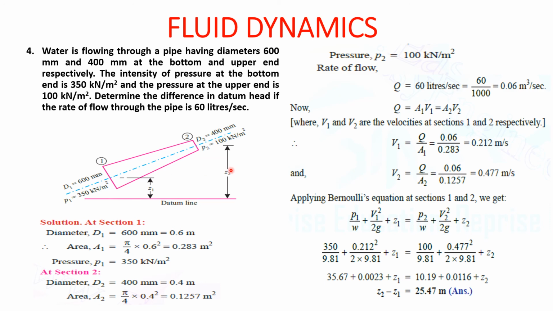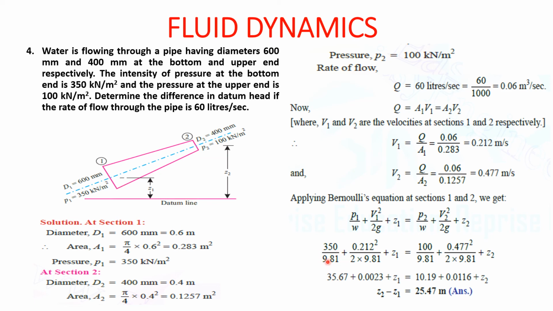So applying Bernoulli's equation at sections 1 and 2. Again, this Bernoulli's equation is for ideal incompressible fluids. So P1 by W plus V1 square by 2G plus Z1 is equal to P2 by W plus V2 square by 2G plus Z2. So P1, just keeping these values in kilonewton only, P1 is 350. Again this value of W will be 9810 Newton per meter cube, so it is 9.81 kilonewton per meter cube.